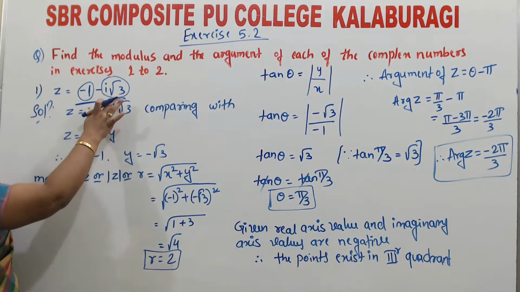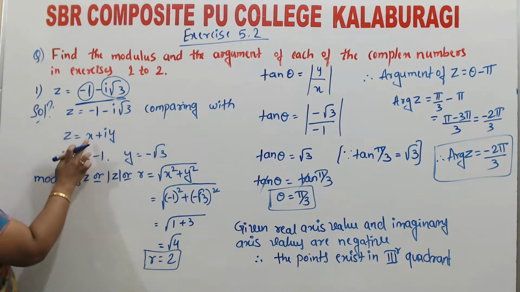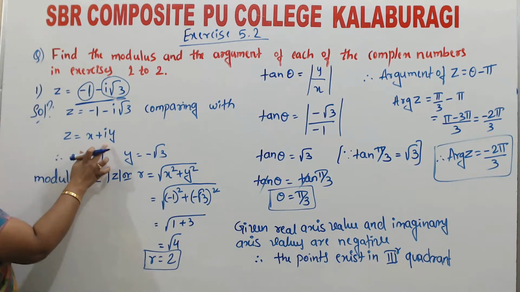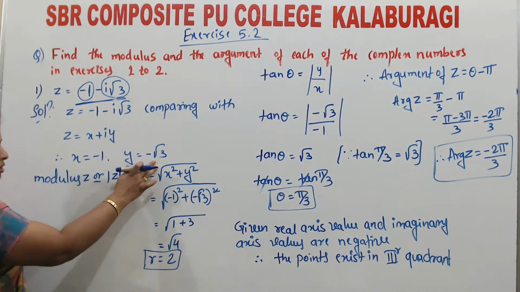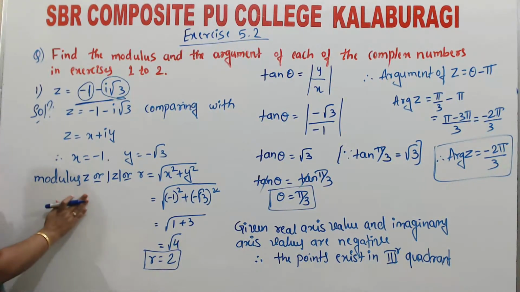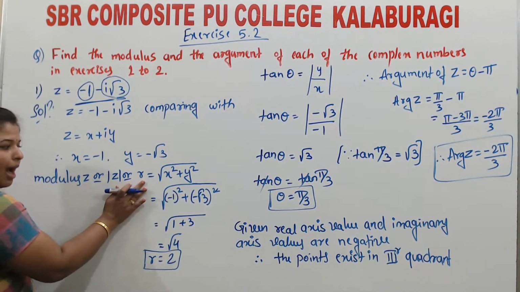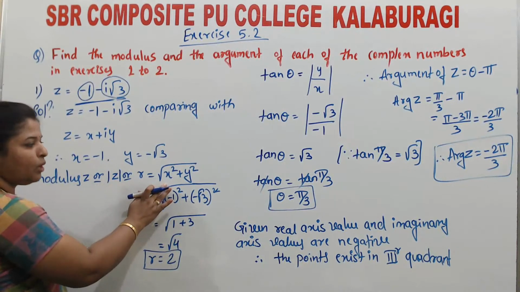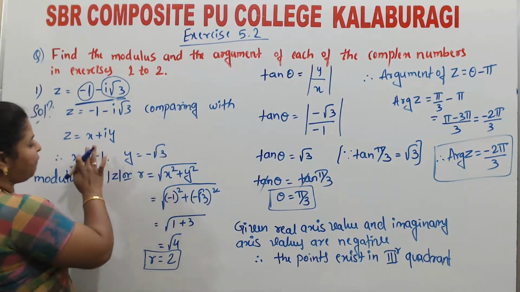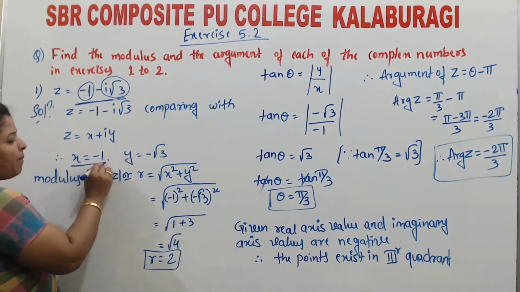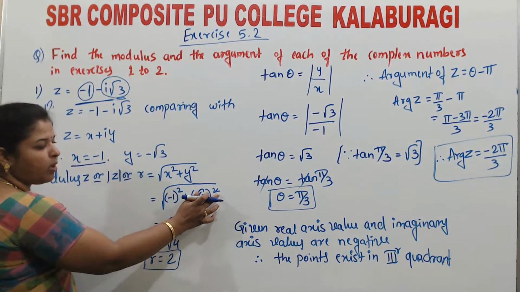Okay. What is our given complex number? Minus 1 minus i root 3. Comparing this complex number with x plus iy, here x is equal to minus 1, y is equal to minus root 3. Here we are finding modulus of z, right? Modulus of z, we denote as mod z or r. r is equal to, what is our formula? Square root of x square plus y square. Put the value of x. What is the value of x here? x is equal to minus 1. Minus 1 whole square plus minus root 3 whole square.